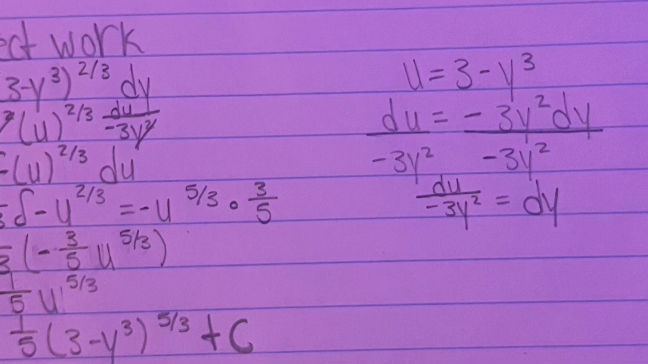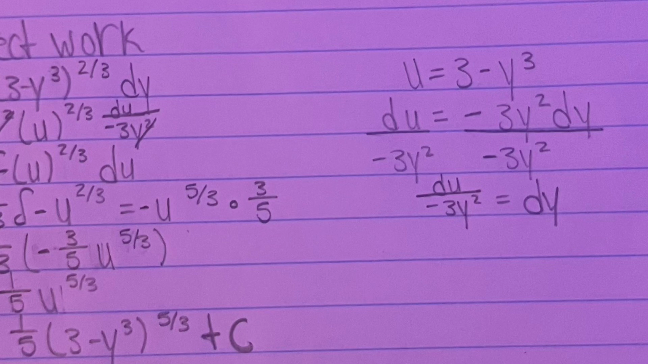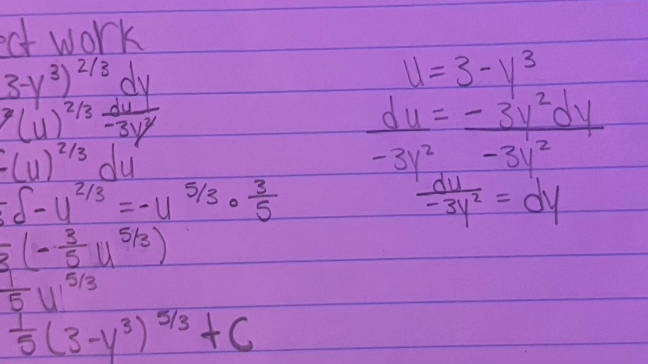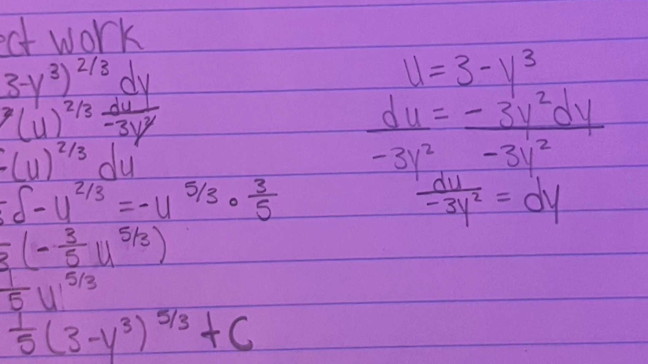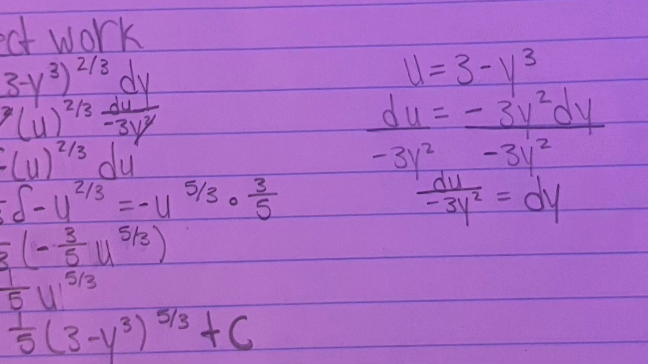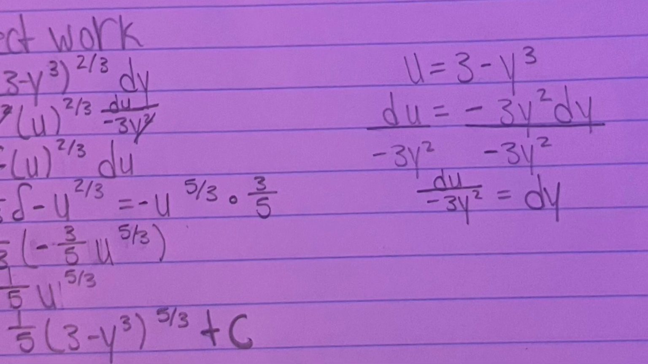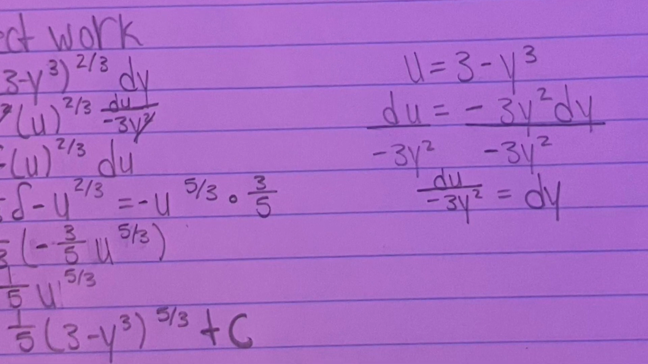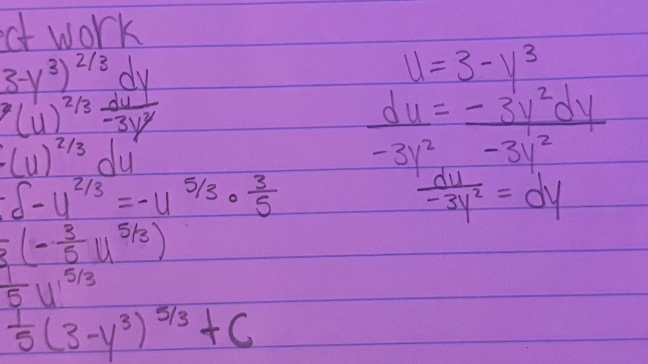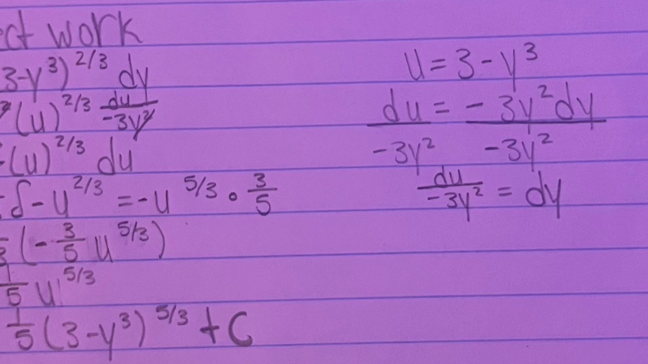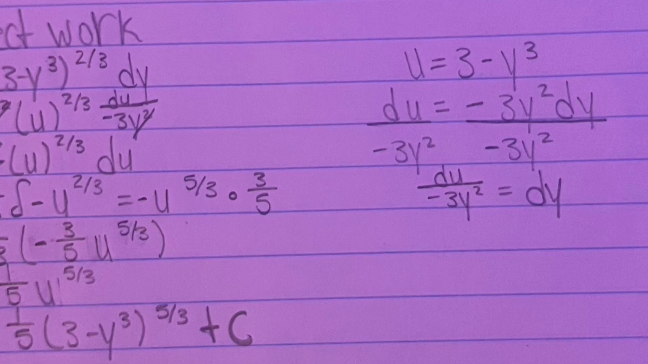So after you get the final equation, it will now look like 1 over 3 times negative 3 over 5 u to the power of 5 over 3. 1 over 3 times negative 3 over 5 is equal to negative 1 over 5. So now the equation will look like negative 1 over 5 u to the power of 5 over 3.